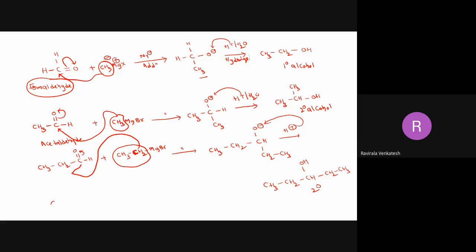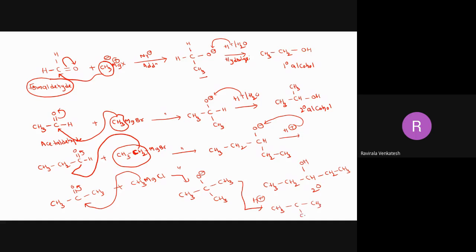And finally, what if I take a ketone? I am taking CH3, C double bond O, CH3. Take again CH3MgBr. MgCl also we can take, MgI also we can take, and the rest you can take. Again, nucleophilic addition takes place. So we are going to get CH3CO minus, and it is CH3, and here also CH3. Add your H plus here. CH3, CH3, CH3, and here you will get OH. What type of alcohol is this?